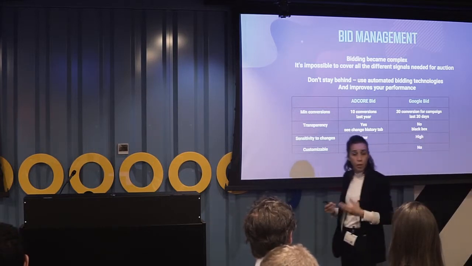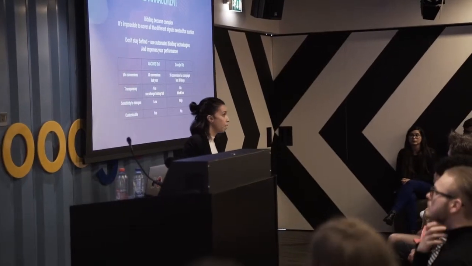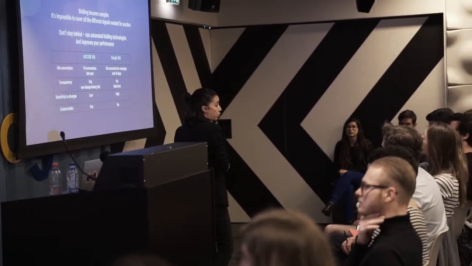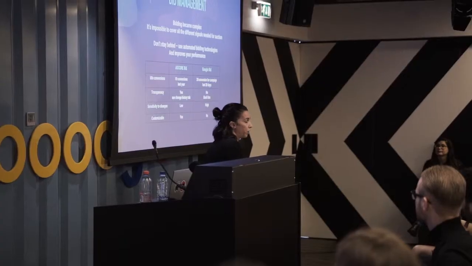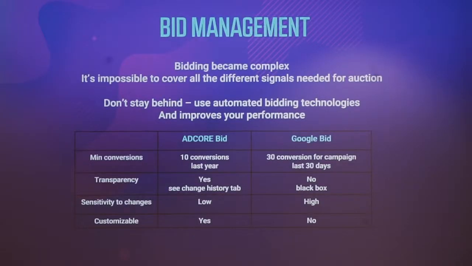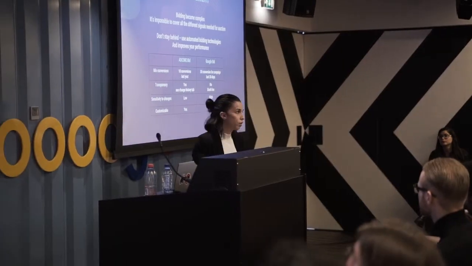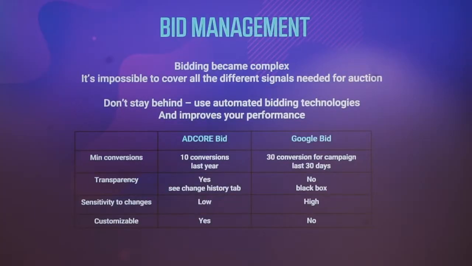The second thing is transparency. Every change made on the bid, you are able to track on the change history tab on Google's side. The sensitivity is also an issue sometimes, because if you're doing some kind of creative or budget or big setting changes on your campaign, Google's bid management in most cases will return to its learning curve and will slow down your performance. On ADCORE's technology, this is not so sensitive, so it's fine to make changes while you're using the technology. And the last thing is the fact that it's customizable. There are different options of control and how to fit it according to your needs.